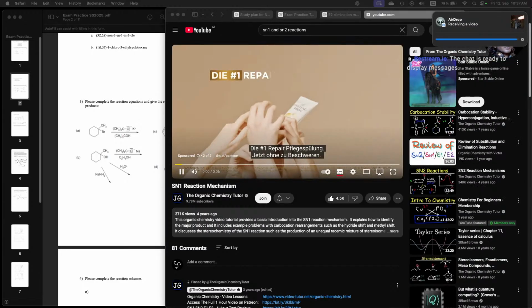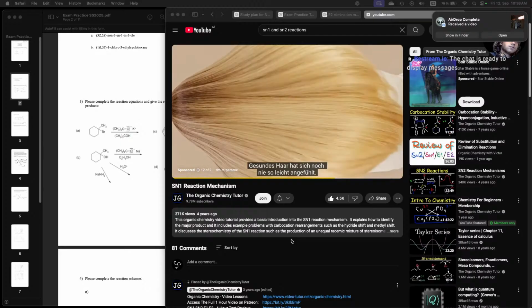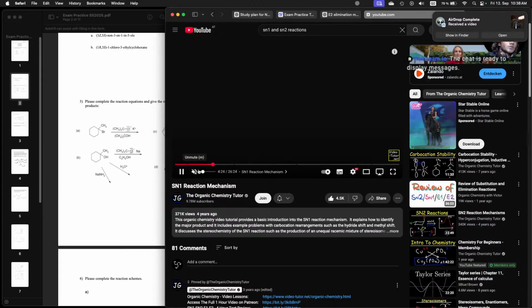What's with all the Die Nummer fucking... 1 Repair-Pflegespül. Jetzt ohne zu beschweren. Gesundes Haar hat sich noch nie so leicht angefühlt.